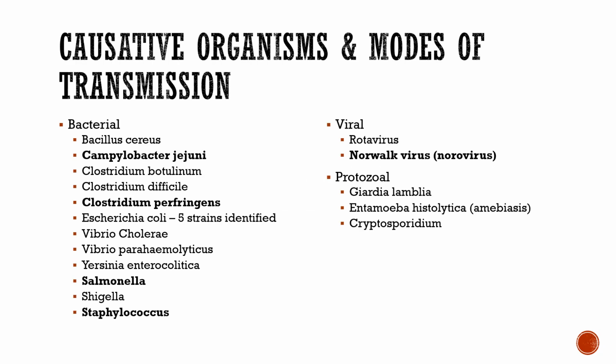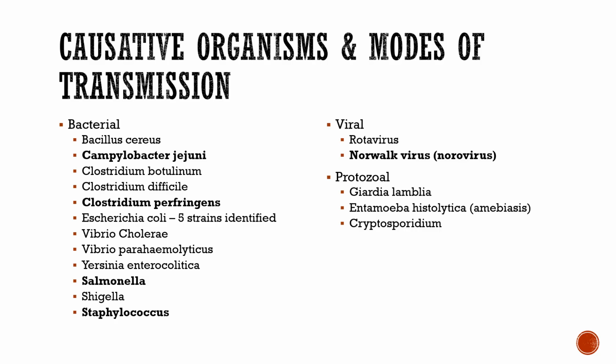This is a list of causative organisms that are typical. Bacterial, I have highlighted a few that are more common than others. But Campylobacter jejuni, Clostridium perfringens, Salmonella, and Staphylococcus are examples of common bacterial illnesses that can cause gastroenteritis. We're not leaving out these others because we certainly see a good bit of Clostridium difficile, but for this particular presentation, these are the ones we're going to focus on.